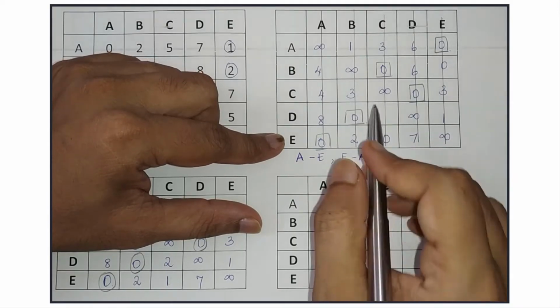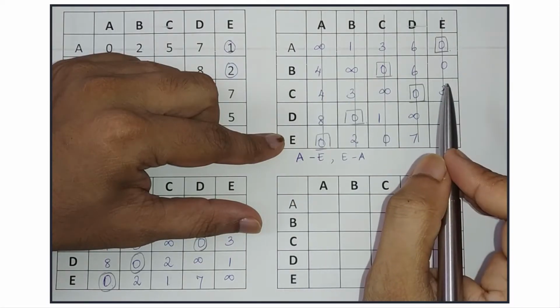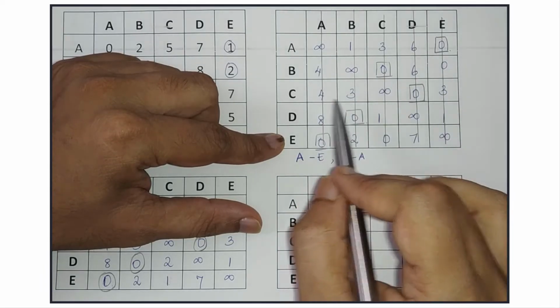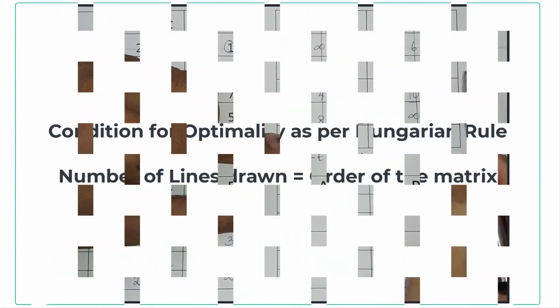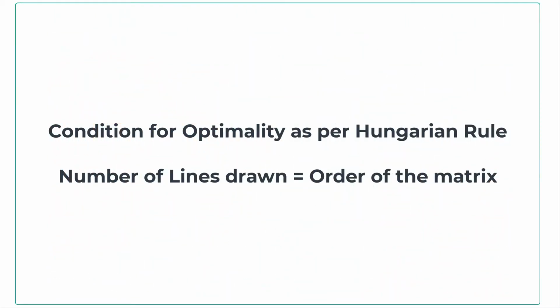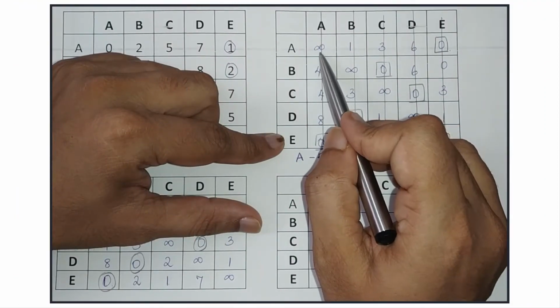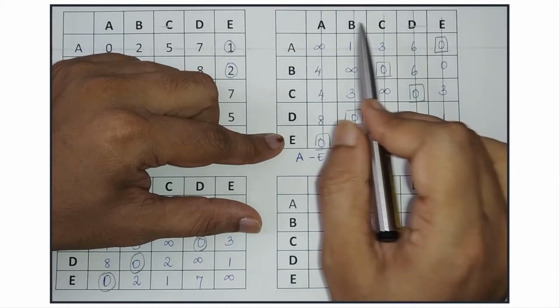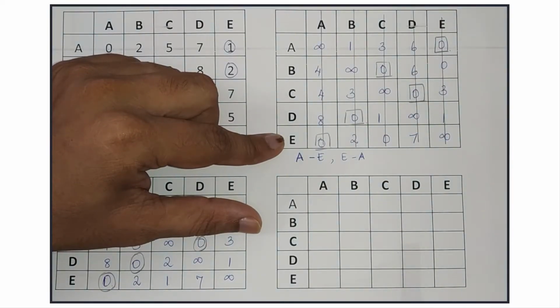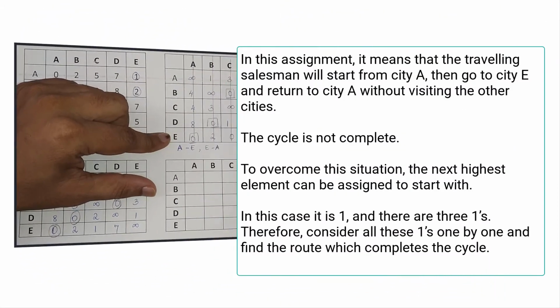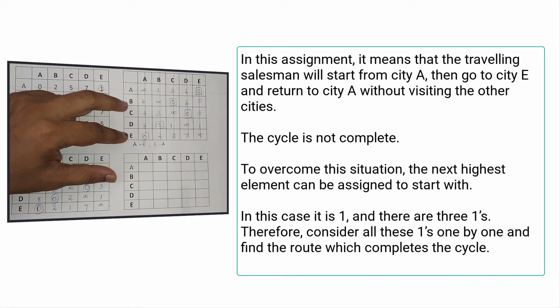Now this condition, when we look into the Hungarian method, we have reached the optimal matrix, because the number of lines drawn, that is 5, is equal to the order of the matrix, 5. Now see, number of lines drawn 1, 2, 3, 4 and 5, and the order is 5. But we might have reached the conclusion as per the Hungarian rule, but as per the traveling salesman, the criteria is not satisfied. So we'll do another small change in the allocation.